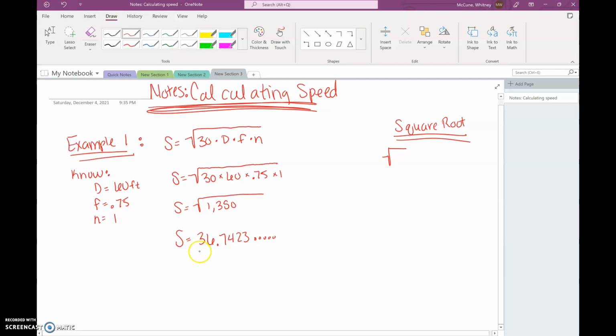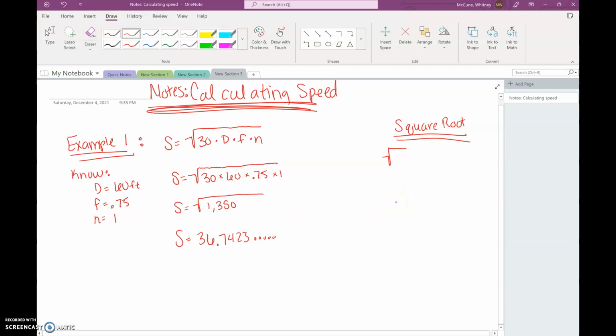If you did not get an answer that looked like this, 36 point something or another, I need for you to make sure that you are typing it in correctly in your calculator. You should type in 1350 and then press the square root button. If you're having trouble finding the square root button, go ahead and lean over, get some help, ask Miss Campbell.